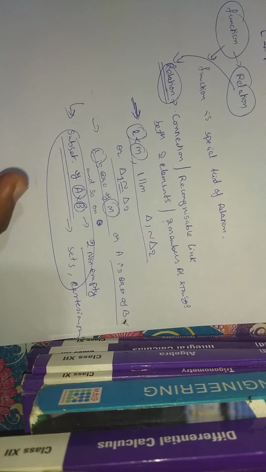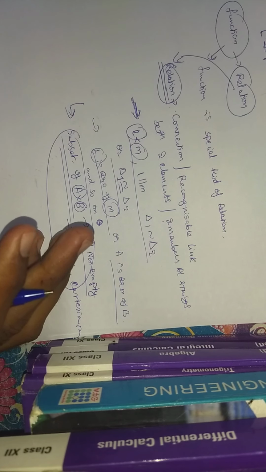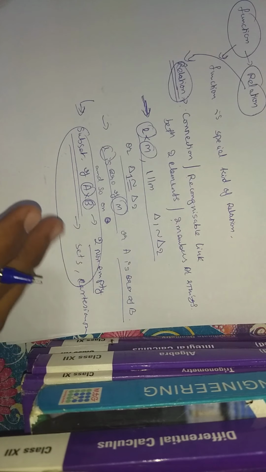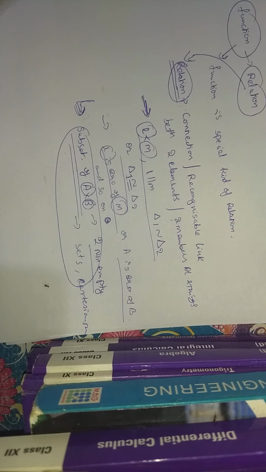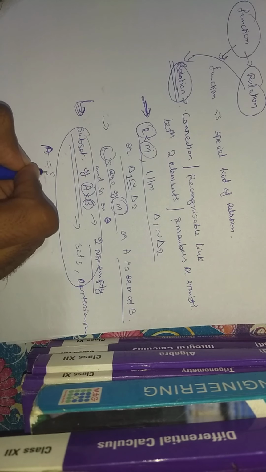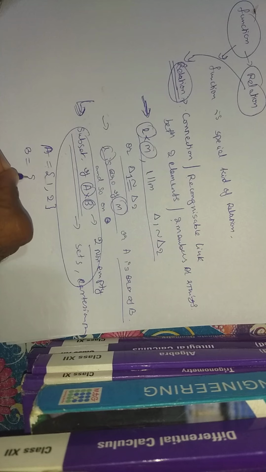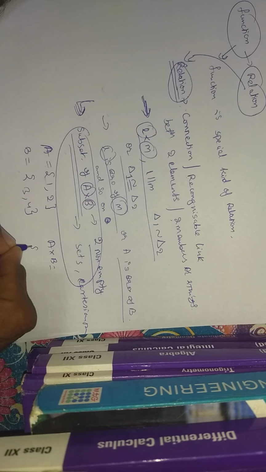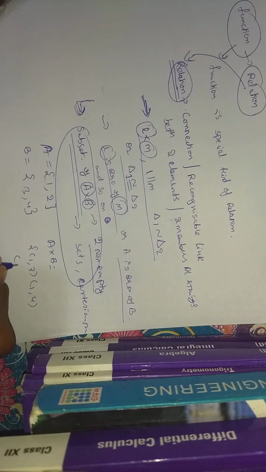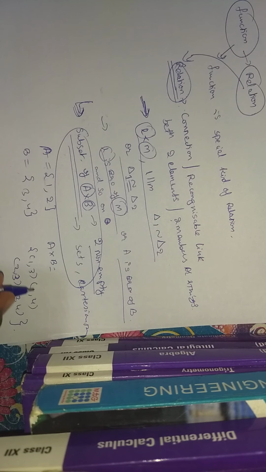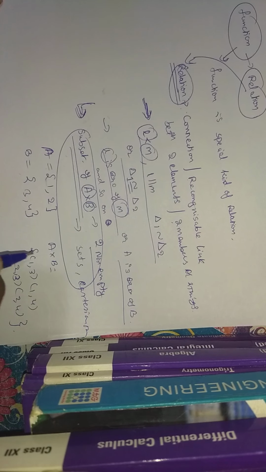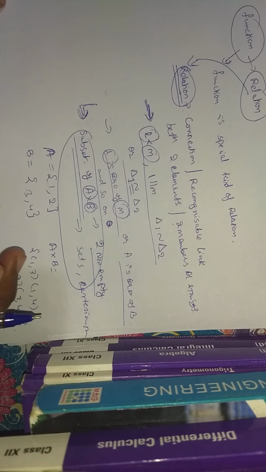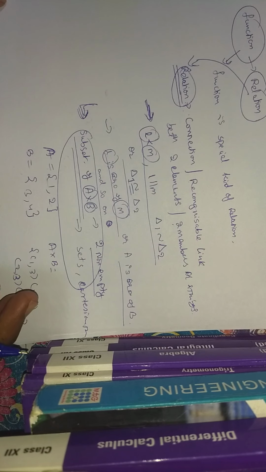So this was all about relation. Relation means connection or recognizable link between two elements or two members. And in maths it is defined as subset of Cartesian product. For example, you take set A as {1, 2}, B as {3, 4}. A cross B is (1,3), (1,4), (2,3), (2,4). This is Cartesian product. Now any subset of this Cartesian product defined by describing some rule or some relationship is known as a relation.